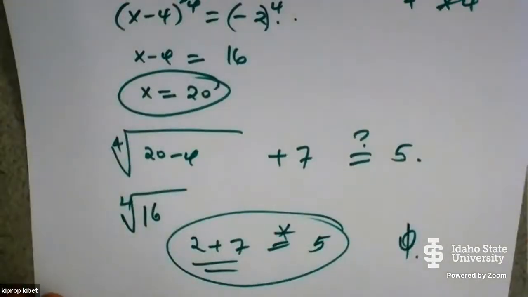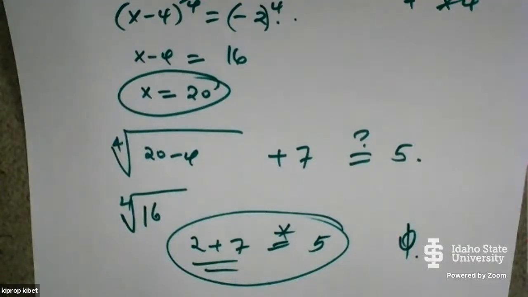Didn't we have a rule where, if it's even, we take the absolute value? Yeah, it should be the absolute value. So basically, we are taking the absolute value here, which is always positive.